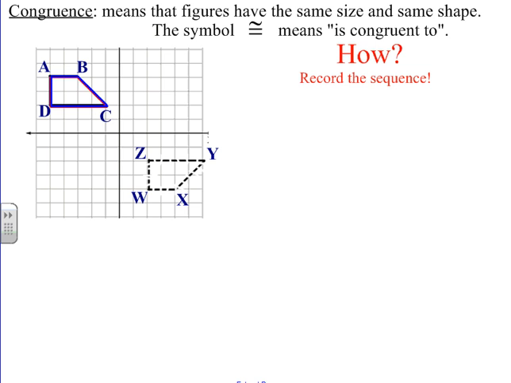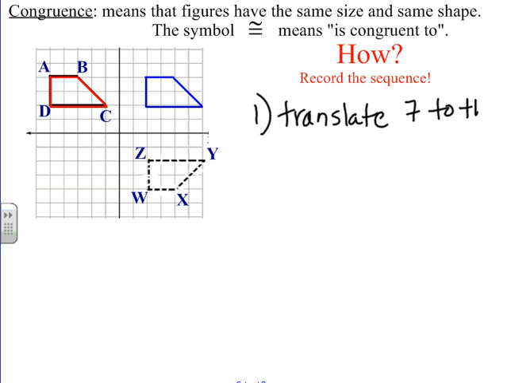So let's take a look here at a trapezoid ABCD, and let's prove that it's congruent to WXYZ. Now the way we're going to do this is by recording a sequence. Well, let's take this trapezoid and let's slide it over. 1, 2, 3, 4, 5, 6, 7. So we see that it slides over 7. So let's record that. If we're going to slide 7 to the right, we're basically translating 7 to the right.